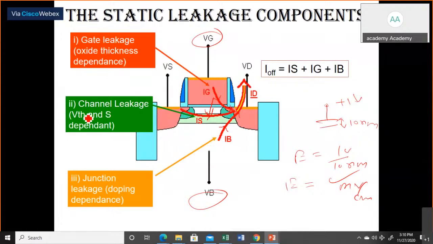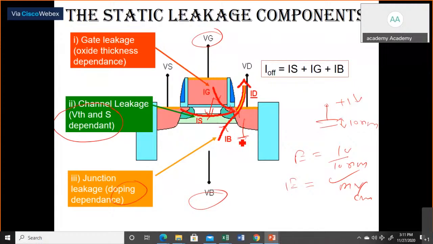Second is channel leakage. The channel leakage is because, as we discussed, it depends on VTH and subthreshold swing S, the ID-VGS characteristics. Third is junction leakage current, and junction leakage is doping dependent. That's why we have to increase the doping when we talk about scaling by a factor kappa.